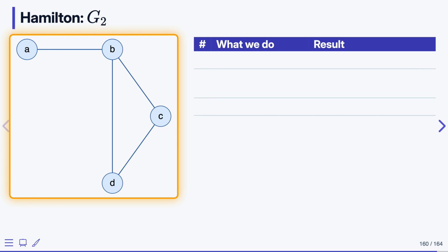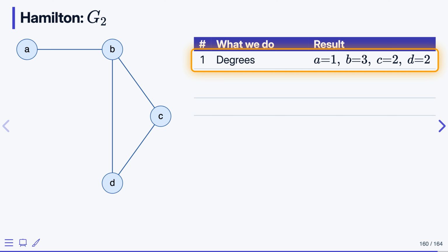Now the second graph, and this is where the criterion matters. Step 1, the degrees. Vertex A touches only B, so its degree is 1. Vertex B touches A, C, and D, so 3. Vertices C and D each have degree 2.